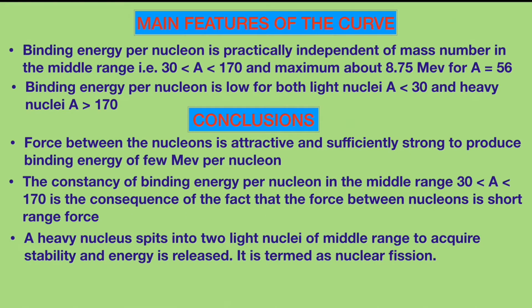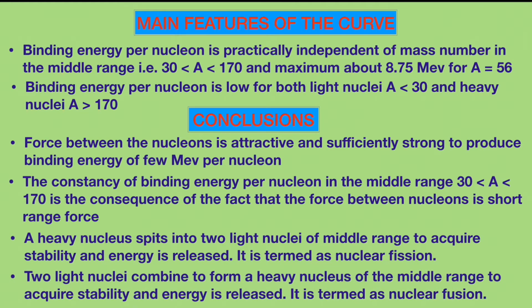Now we focus on the two other regions, that is A less than 30 and A greater than 170. If we talk about the heavy nuclei lying in the third region, A greater than 170, then a heavy nucleus splits into two lighter nuclei of the middle range to acquire stability, and energy is released. This process is termed nuclear fission. Likewise, we have the same kind of happening in the light region. Two light nuclei combine to form a heavier nucleus of the middle range to acquire stability, and in this process also energy is released. It is termed a nuclear fusion reaction.